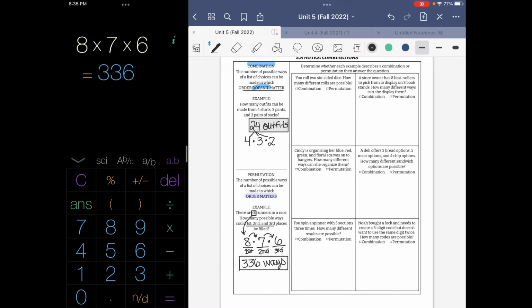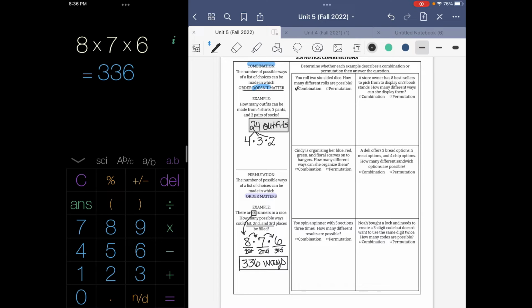So I'm going to go ahead and read the first example. You roll 2 6-sided dice. How many different rolls are possible? These are 2 completely separate things. Order doesn't matter. The roll that you get is the same whether you rolled one first or the other one first. So this one's going to be a combination.